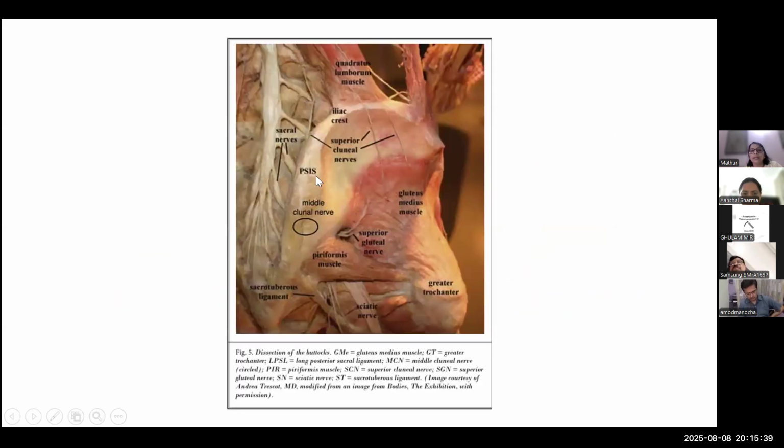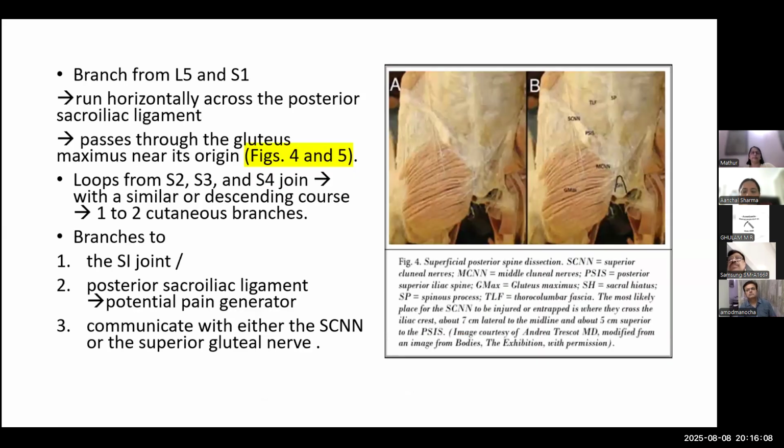This is another diagram, a cadaver dissection, which shows here are the superior cluneal nerves. This is the posterior superior iliac spine, and this nerve is going behind the ligament, the posterior sacroiliac ligament, and so this can even continue or join the superior gluteal nerve. So a lot of permutation combinations can occur. I'll go ahead in my further slides and tell.